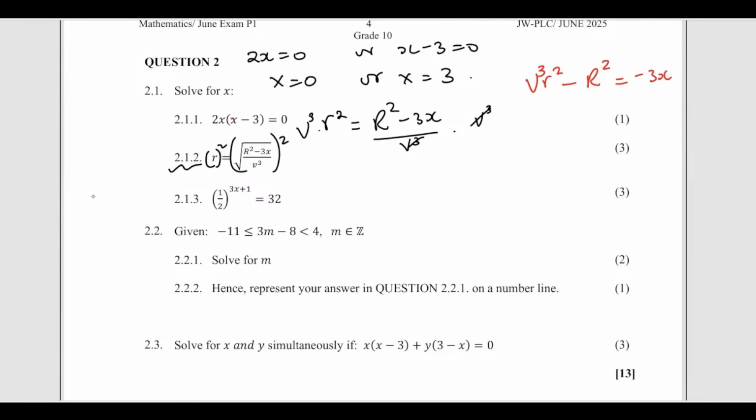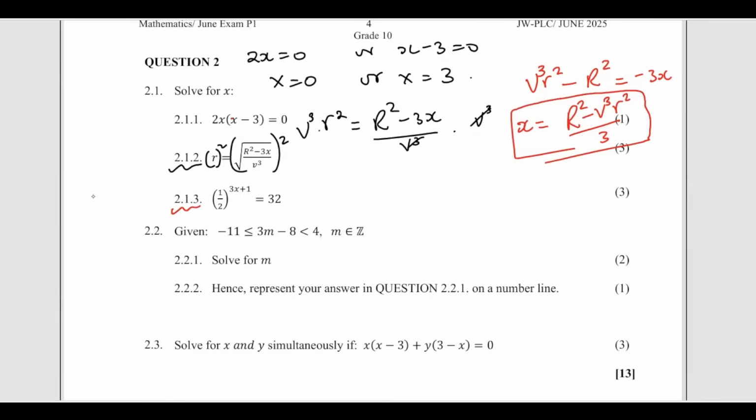Then divide through by the -3, okay, meaning that our x is going to be, let me just switch everything. So I have capital R squared minus v cubed r squared, over 3. So this is what the question wanted. They want us to solve for x, make x the subject.